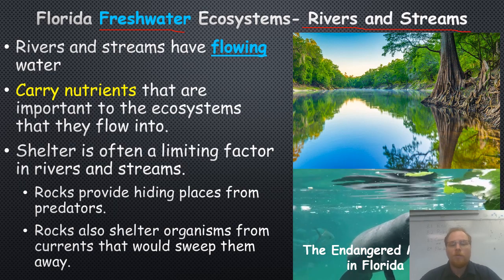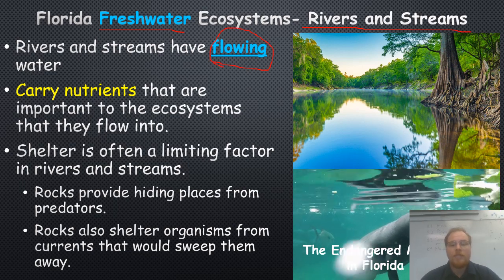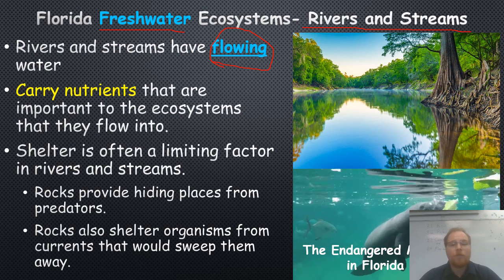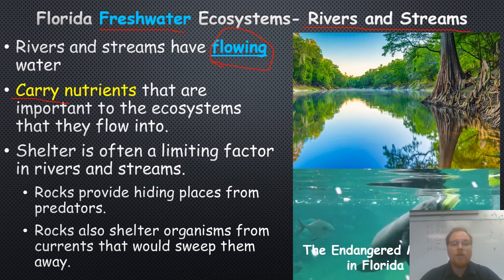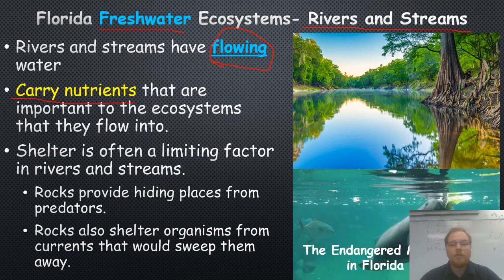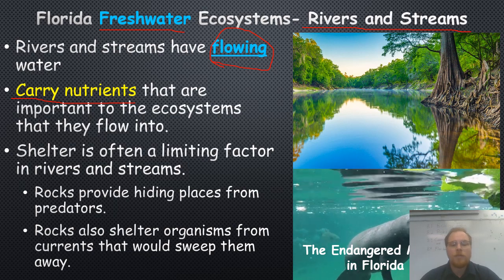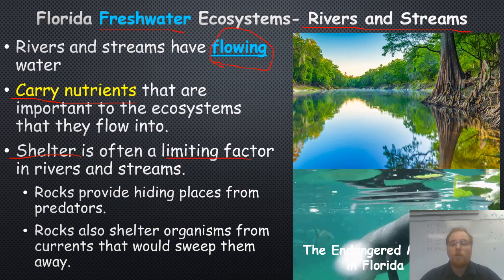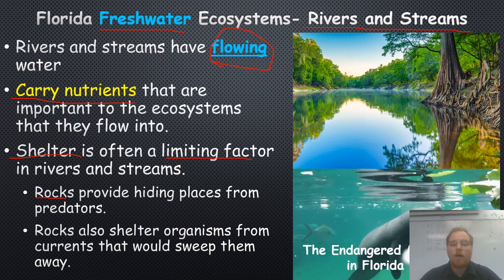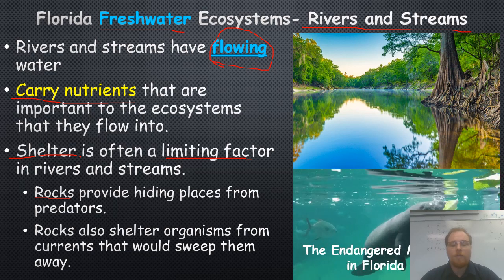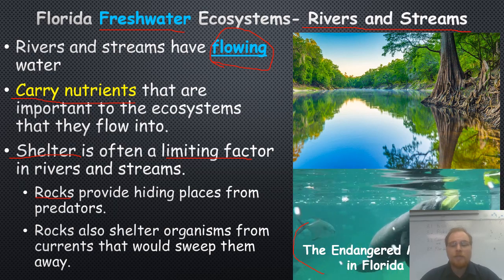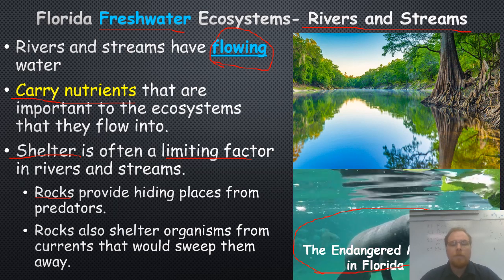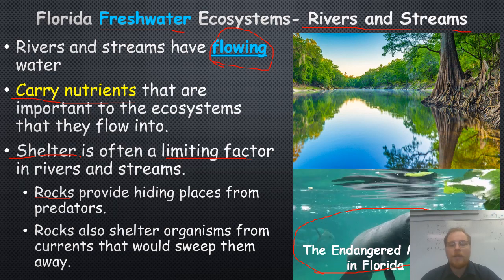Now, we're going to be moving on to freshwater ecosystems, and we're going to be talking about rivers and streams. Rivers and streams have flowing water, and this is different from a pond or a lake, which have standing or still water. But what's important about these freshwater rivers and streams is that they carry the nutrients that are important to the ecosystems and let them flow through the ecosystem. They also give shelter, and that's actually also a limiting factor for a lot of these areas: shelter in rocks or in roots of trees and other things growing along the banks. Manatees are actually an endangered species in Florida, and they live in these rivers and streams. So it's really important to keep these things intact for these manatees.